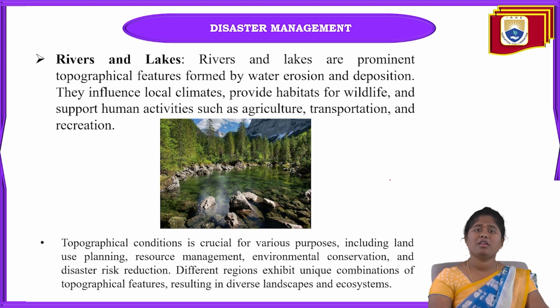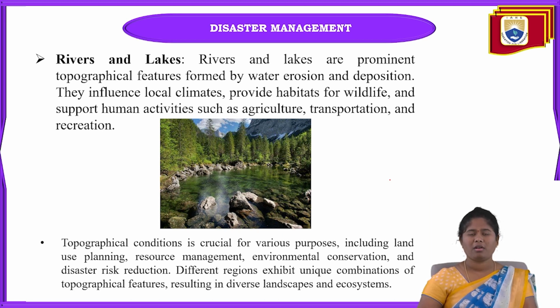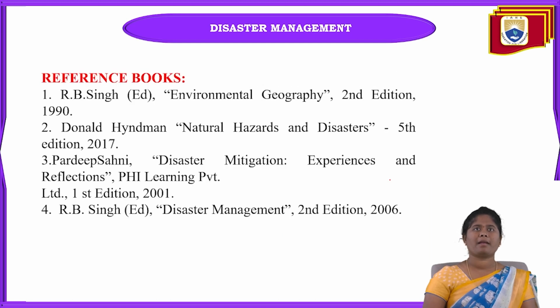These overall topographical conditions are crucial for various purposes: land use planning, resource management, environmental conservation, and also disaster risk reduction. By keeping the topographical conditions safe, automatically we can decrease the disaster risk. Different regions exhibit unique combinations of topographical features in the landscape and ecosystem. And these are the reference books I have referred.